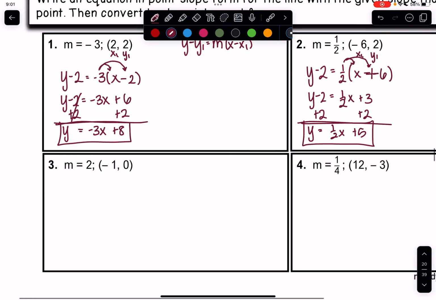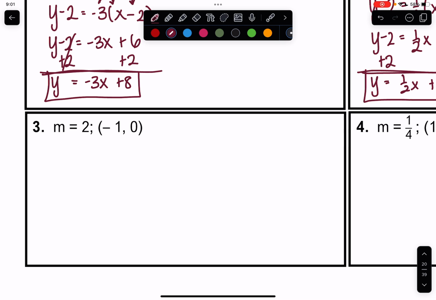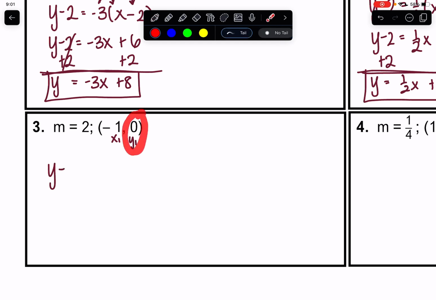Okay, so this next one, I like this one because we have a 0 in my ordered pair. That's fine. I'm just going to plug in like normal. So we have y minus my y1, that last number in my ordered pair, which is 0. That's equal to m, which is 2, times x minus my x1, which is another negative 1. So I have the negative from my formula and the negative from the ordered pair, so we can turn that into a plus.